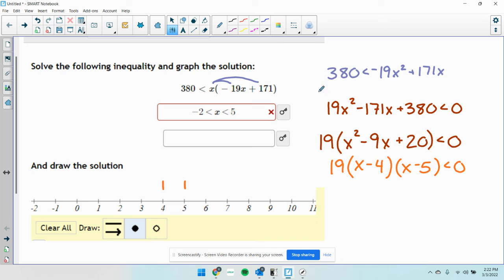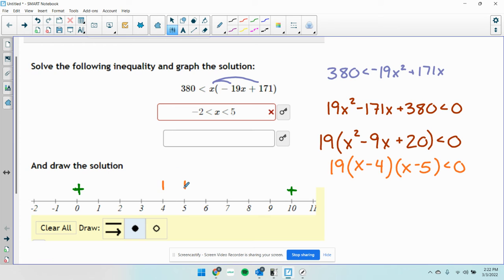So let's test 0. If I plug in 0 here into this factored thing, I get 19 times negative 4, which is a negative number, times negative 5, which is a positive number. It doesn't matter what actual number you get. We're just concerned with the sign. So this gives me a positive value. Now, if I plug a number in bigger than 5, I get 19 times, let's do 10. 19 times 10 minus 4, it's 19 times 6. That's going to be a positive number. Times 5, that's going to be a positive number. So this is also going to be positive.